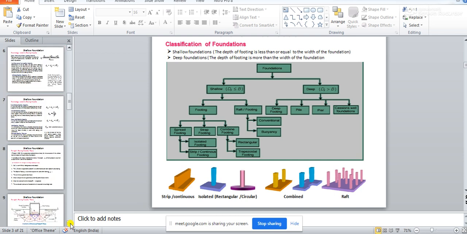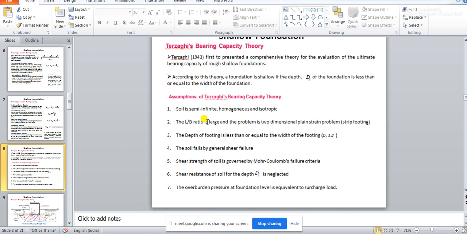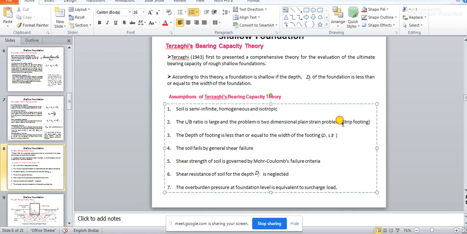So the formula derived by Terzaghi is basically considering such a footing, that is a strip footing, where because the L by B ratio is large, the problem becomes a two-dimensional problem and a plane strain problem.